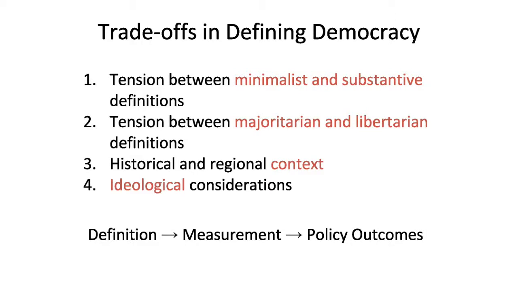So, as I said, I want to focus on the problems of definition as the root source of divergence in these measures. Disagreements like the one I just showed you reflect inherent trade-offs in conceptualizing democratic governance. So here's a few of these measures. Two of them I already mentioned.